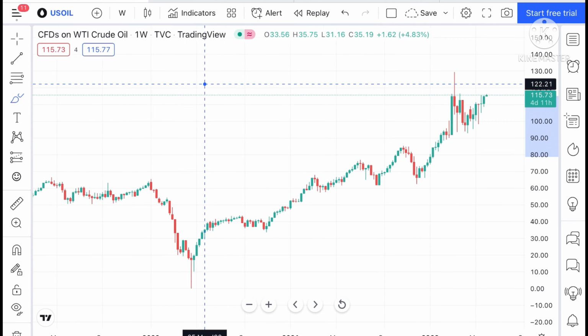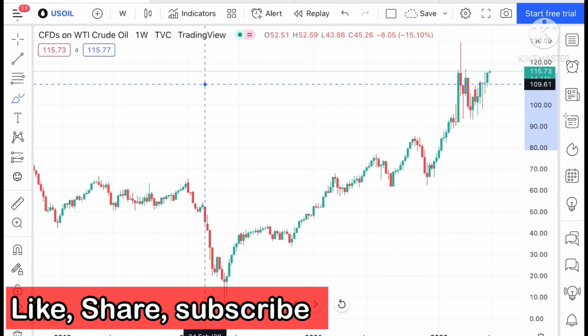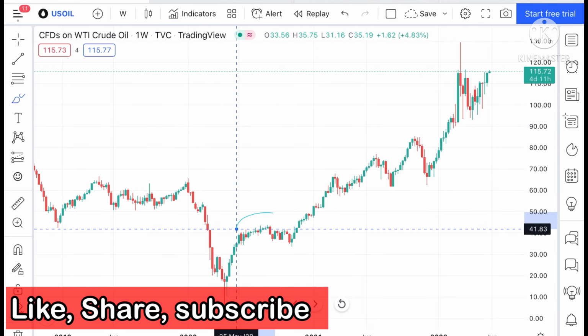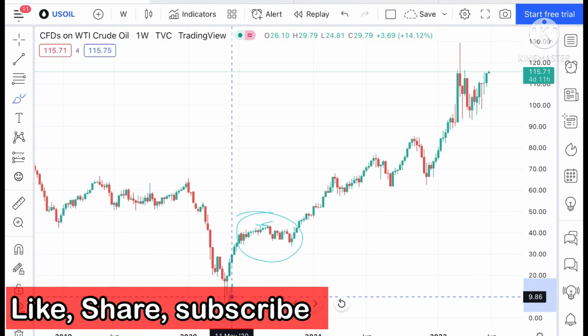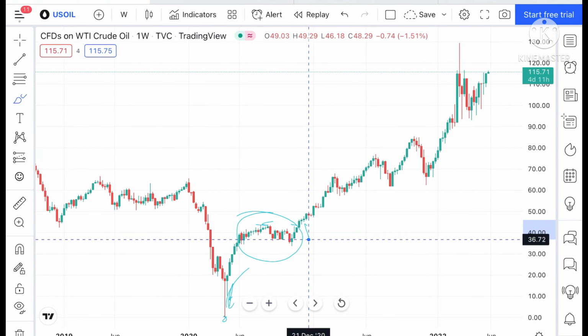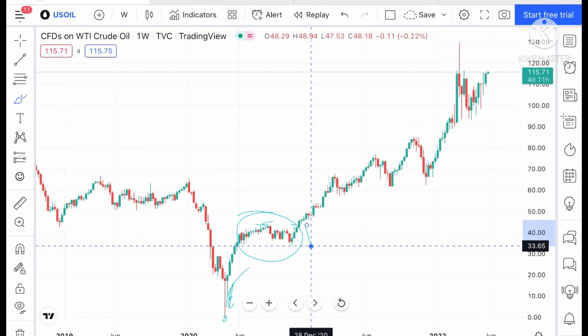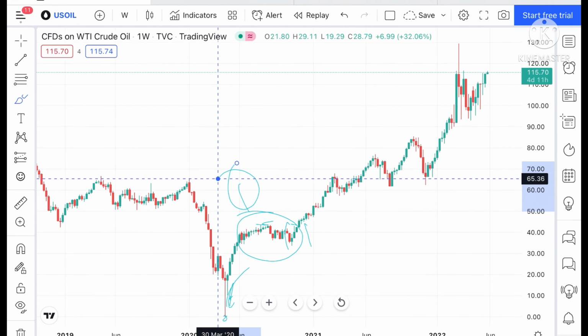If you look at the chart of crude, if we go on a weekly chart, this is the first time we have seen it make a high after 2020's negative trend. From there we have seen it come down to a level of 33 after making a high of around 43. This is the first time.